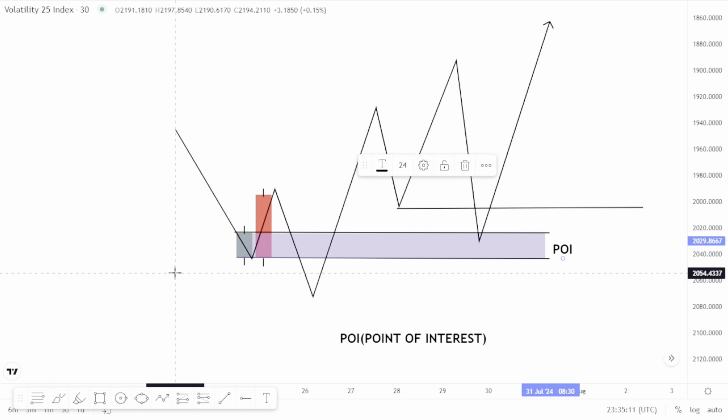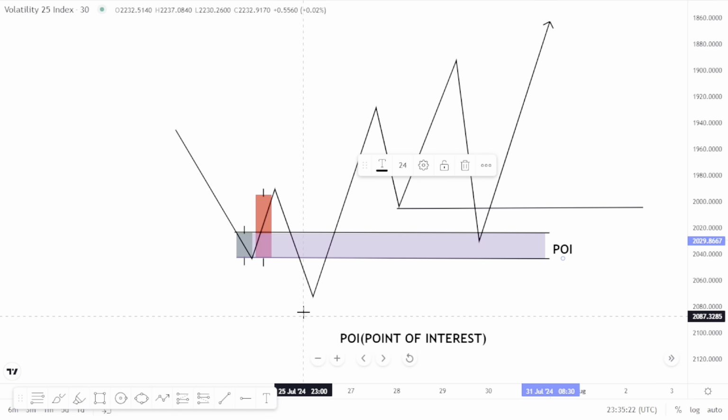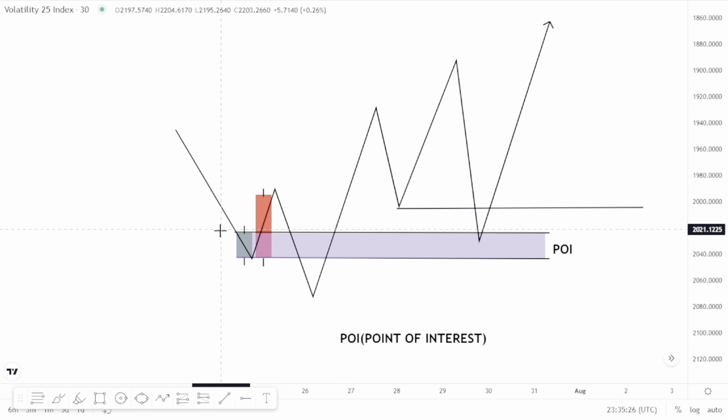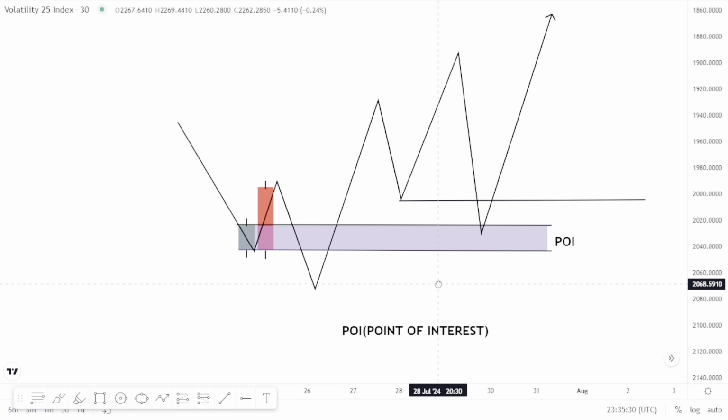The POI can be a supply zone, a demand zone, or an order block. I'm just going to break it down for you guys today, so just watch the video to the very end.